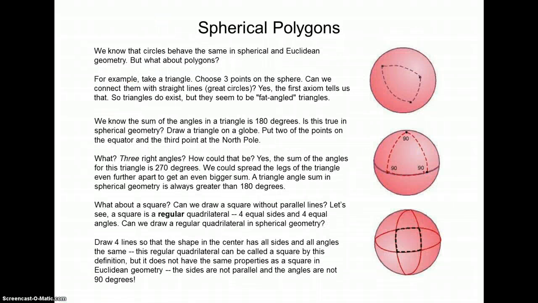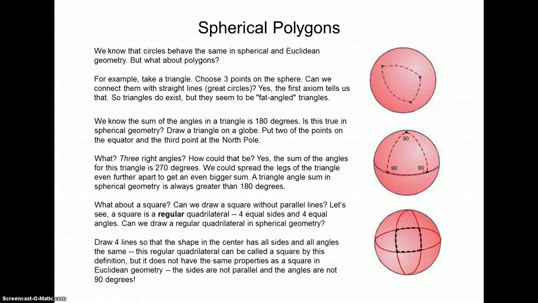What about polygons in spherical geometry? How many of them behave normally as in Euclidean, and how many are different? For example, let's take a triangle. Choose three points somewhere on the sphere. Can we connect them with straight lines or great circles? Yes, we use the first axiom to make each side. So triangles do exist, but they look like they have fatter angles than normal. We know the sum of the angles of a triangle in Euclidean geometry is 180 degrees.